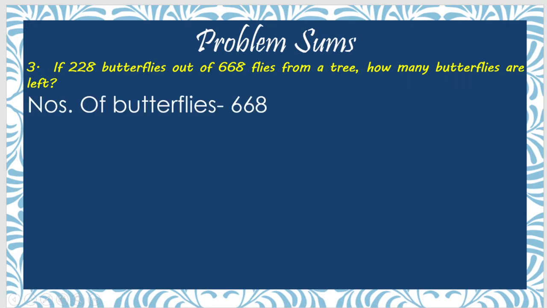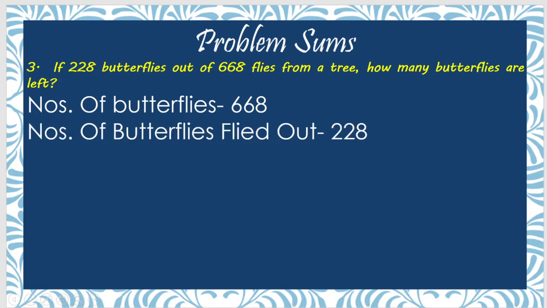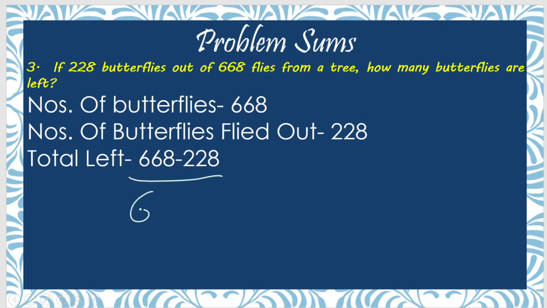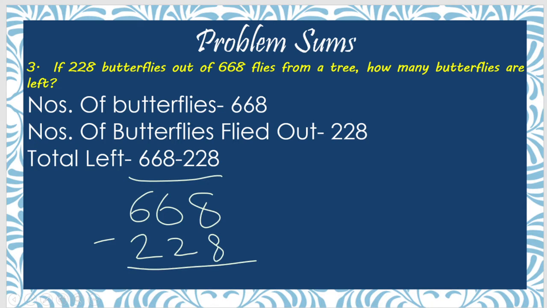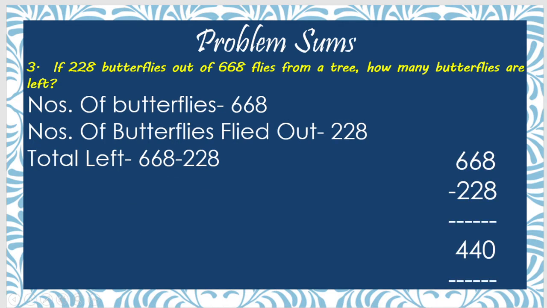The statement for this sum will be: number of butterflies, the bigger number should be written on top. Then the number of butterflies flied out, like this. You can do it horizontally, or you can do the sum vertically like this also, and the greater number should be placed on top. The ones digit placement should be like this. Okay, and then we are getting the answer.